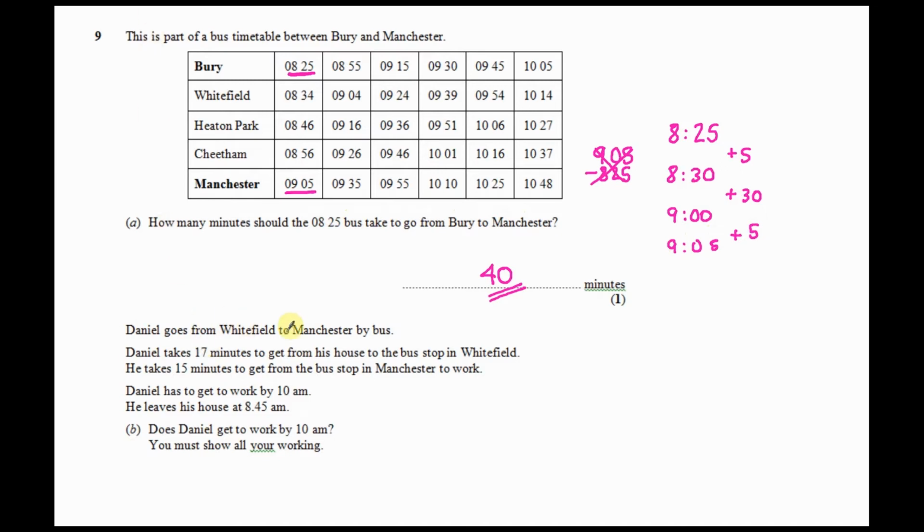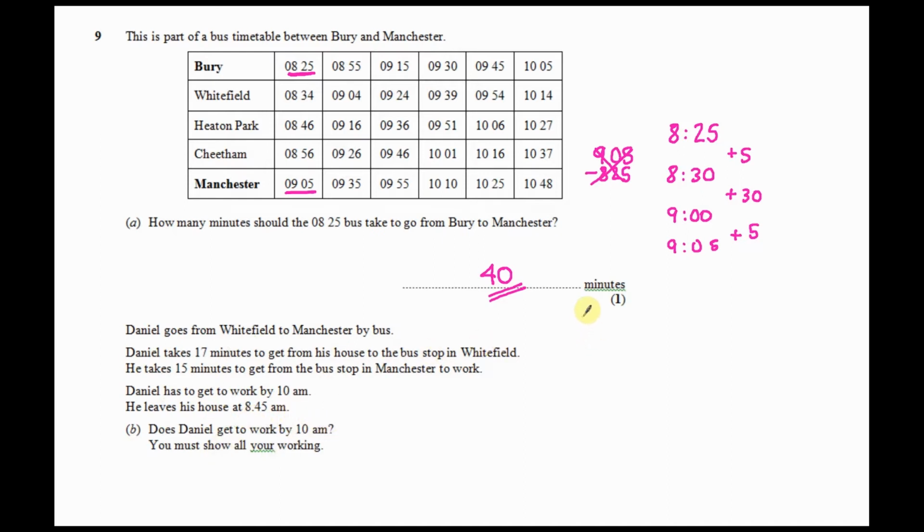Okay, Daniel goes from Whitefield to Manchester by bus. He takes 17 minutes to get from his house to the bus stop in Whitefield. He takes 15 minutes to get from the bus stop in Manchester to work. Daniel has to get to work by 10 a.m. and he leaves his house at 8:45. Does he get to work by 10 a.m.?